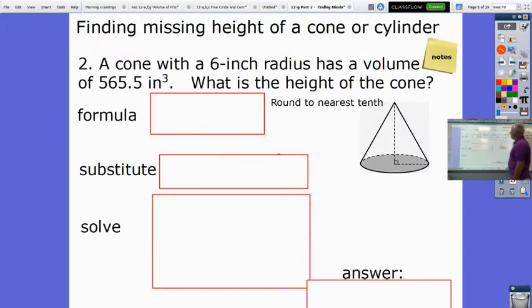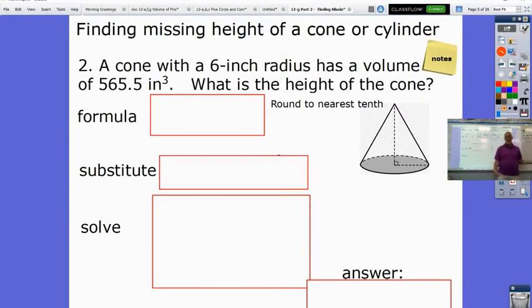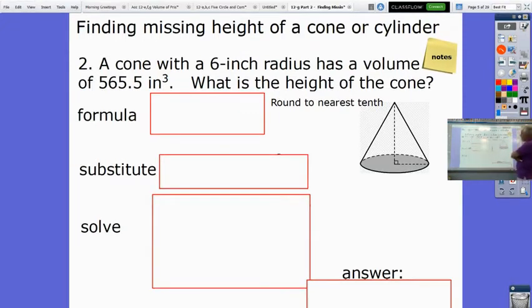All right, let's move on now to circular volumes, cones and cylinders and spheres, and finding missing dimensions on those shapes. So first, finding the missing height of a cone or a cylinder. This is the easiest of these. A cone with a 6-inch radius has a volume of 565.5 cubic inches. What is the height of the cone?